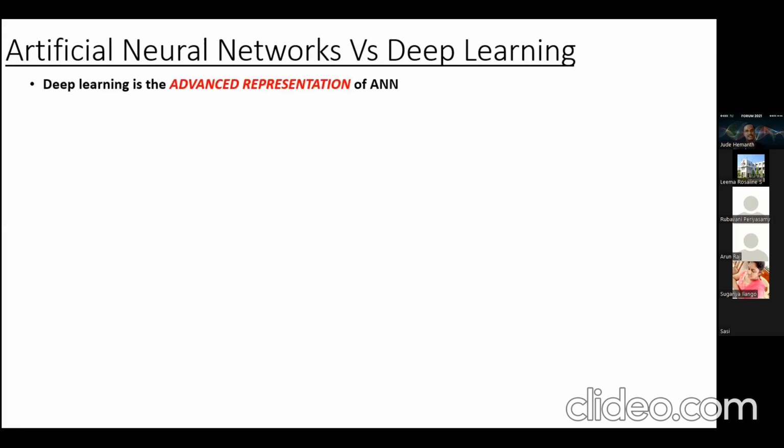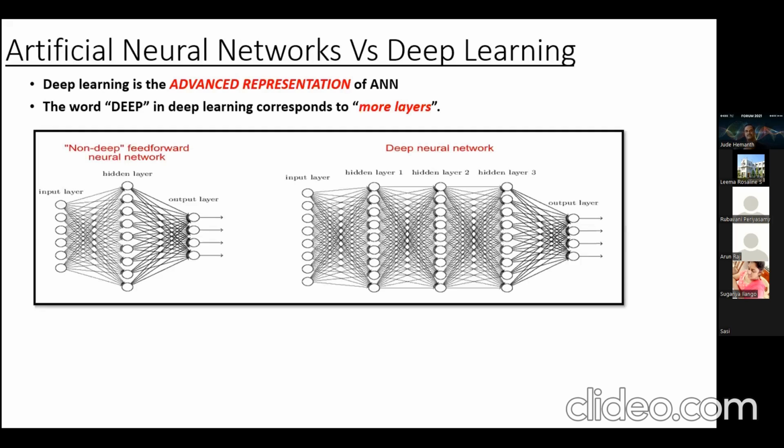Deep learning is the advanced representation of artificial neural networks. The word deep in deep learning corresponds to more layers. What do you mean by layers? You can look at the architecture. So this is the architecture of an artificial brain. I have two architectures showing here. The one on my left-hand side is the normal one, which we call an artificial neural network. Network means connection. Neural means neurons, which are part of the human brain. Artificial means I have created that.